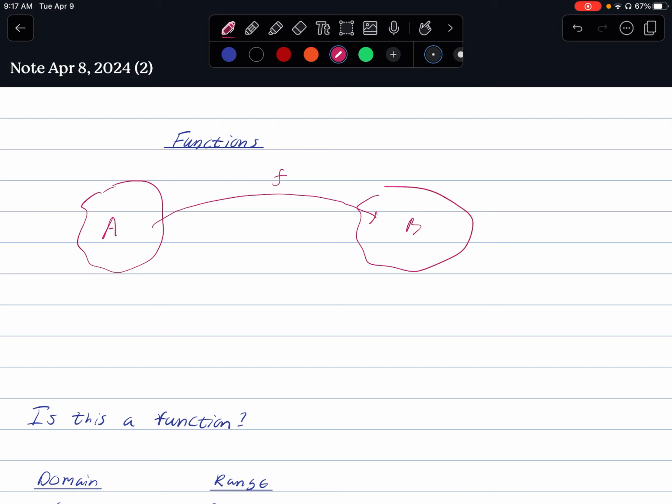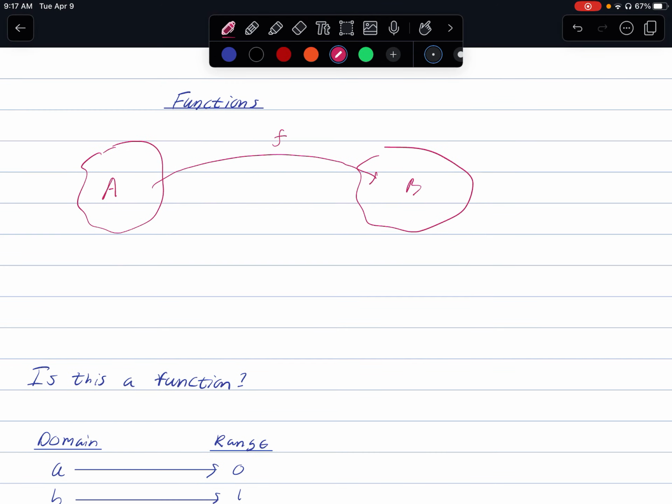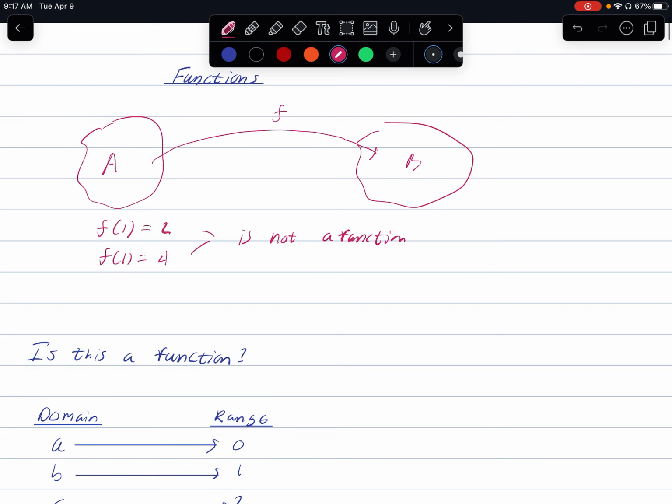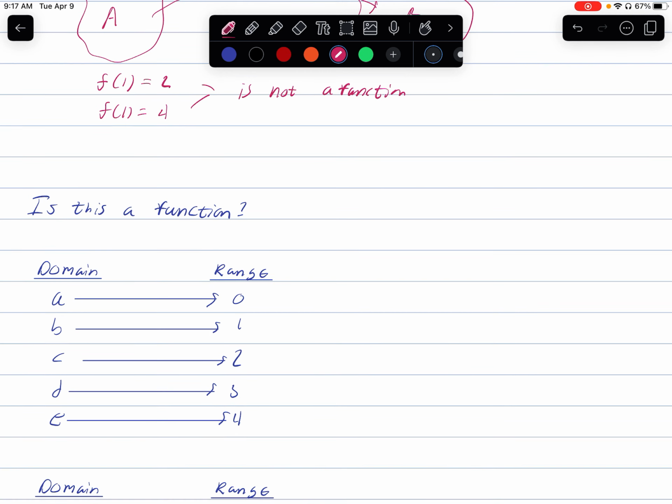One thing that we have to note about a function is that each input for a function can only have one output. So for example, if we have a function f that sends 1 to 2, then if f of 1 also goes to 4, this is not a function. We can't have this. We can't have the same input going to two places. So let's look at a few different examples of maps and see if they actually qualify as a function.